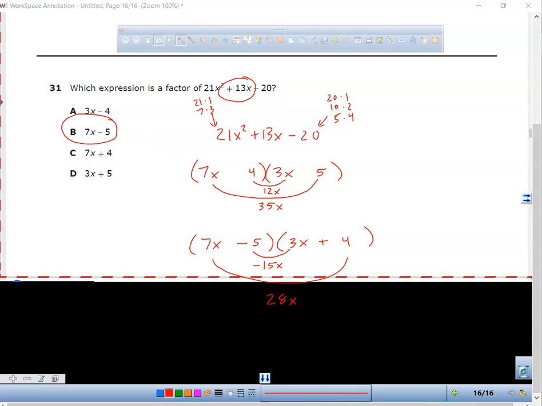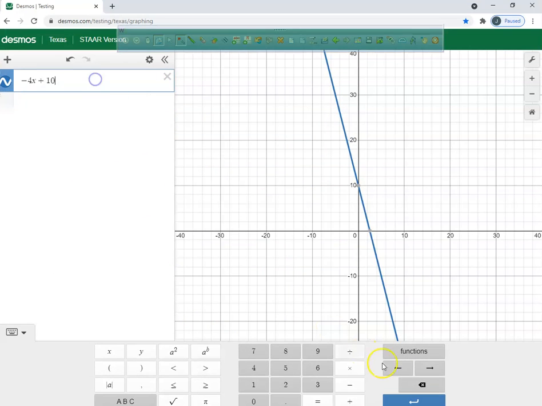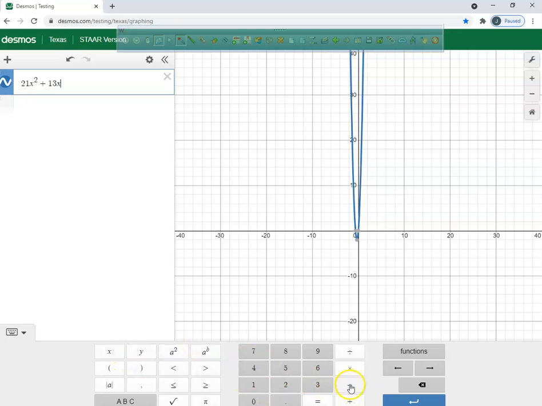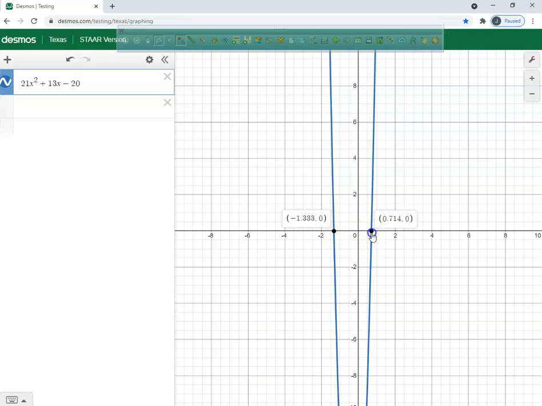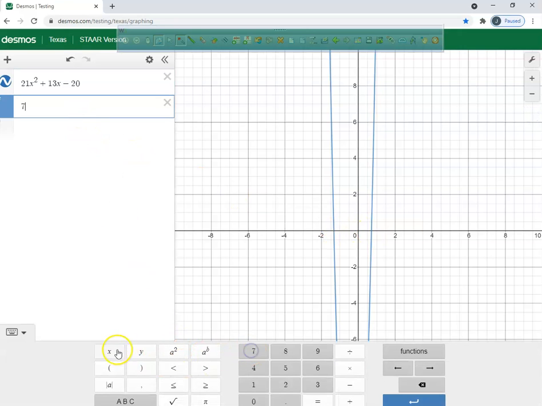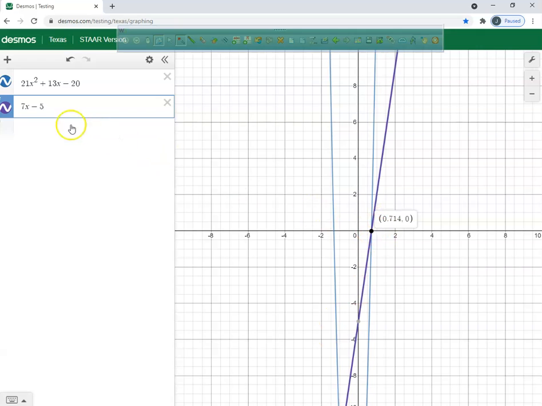Now check this out. All I want you to do right now into Desmos is to do this. Type in, help me out, what's the equation? 21x squared, then what? It was plus 13x minus 20. Okay, so you guys see that graph? Now one of our answer choices, now focus right now, I'm gonna hit home, focus on here and right there. Check this out. Our answer was 7x plus a 5, correct? Or is it a 7x minus 5? Minus 5, sorry. Check this out. Do you guys see how 7x minus 5 passes through one of the x-intercepts?